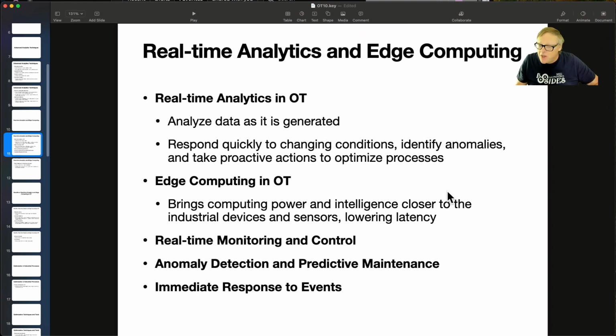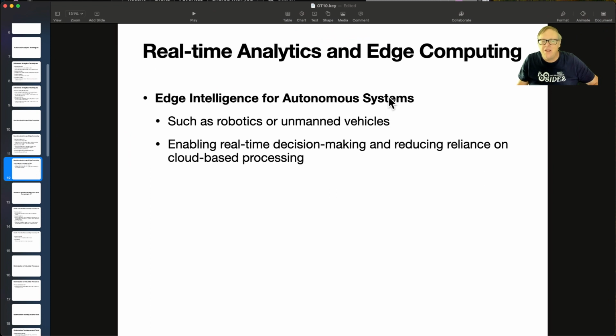And edge computing is a trend where instead of having one central server far away that does all the work, you have intelligent devices closer to where they're needed. So it lowers latency and, of course, will improve fault tolerance. So you have real-time monitoring, anomaly detection, and predictive maintenance, and therefore an immediate response to events because you're constantly monitoring processes and you react to them right away.